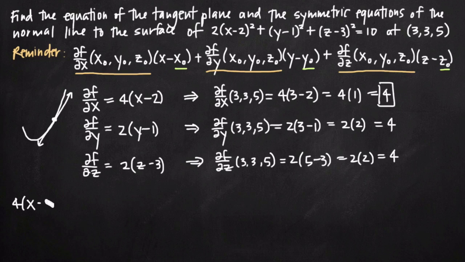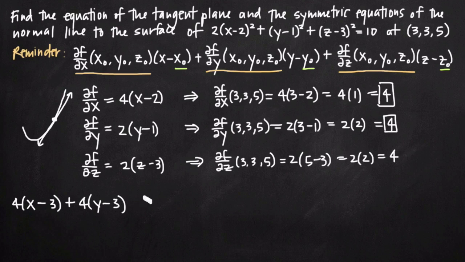So we're going to leave the x sub 0 we're going to get from our given point, and the value of x in our given point is 3. So we'll get x minus 3. Then we're going to add to that the partial derivative with respect to y evaluated at the given point, which we found was 4. So we'll say plus 4 times y minus y sub 0, which we take from our given point, and the value of y in the given point is 3.